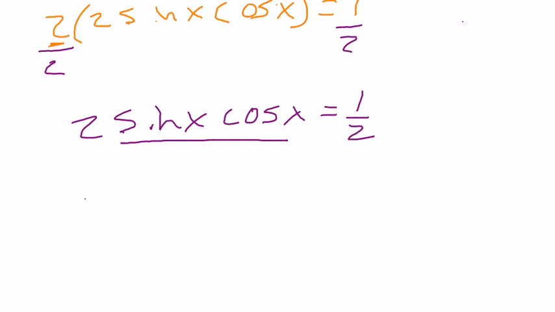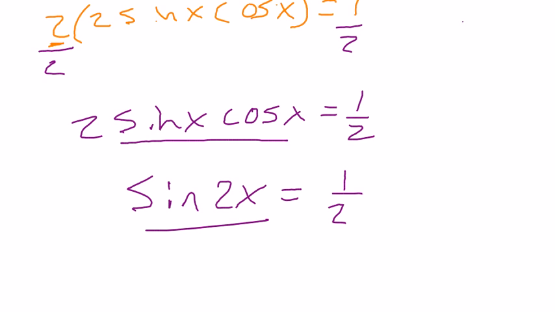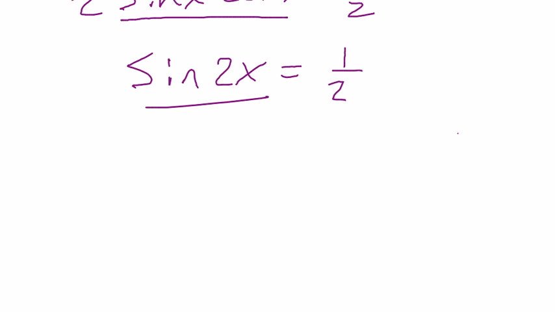Using the formula, it would be, excuse me, this 2 goes away. It would be sine of 2x equals 1/2. Now I can solve this. I can solve this problem for x, and you've already done this type of problem before. So now we just need to figure out when this angle in the sine function is going to equal 1/2. Well, when does sine equal 1/2?